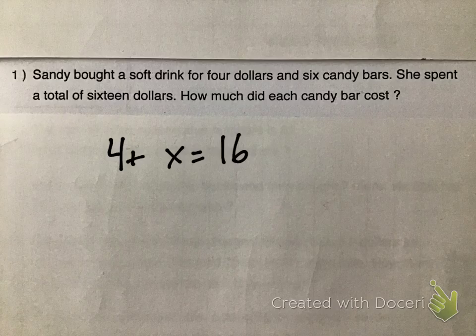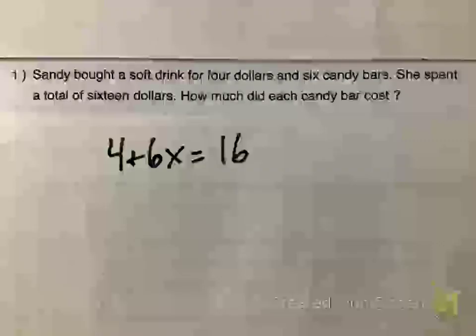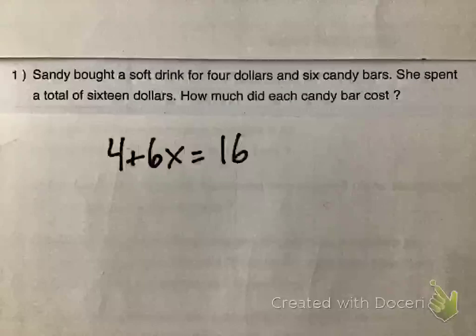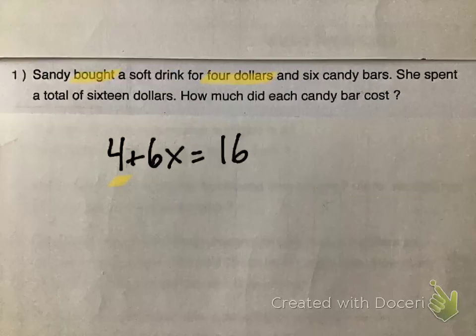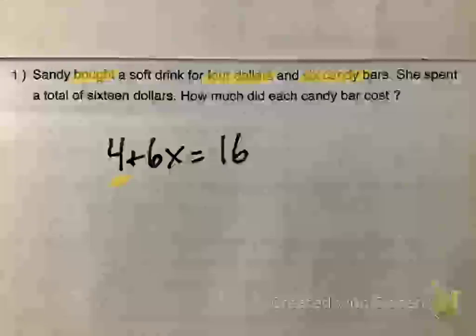We've got something that we're missing in this equation. What are we missing, Daniel? 4 plus 6x? Yes, 4 plus 6x. So, we got it almost completely right, says Anita. She spent, so she bought, which means she spent $4. Excellent, there's our 4.